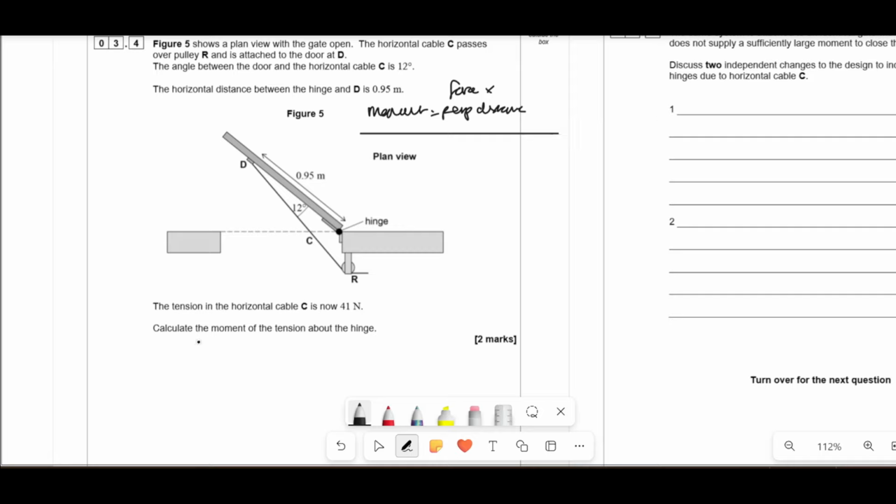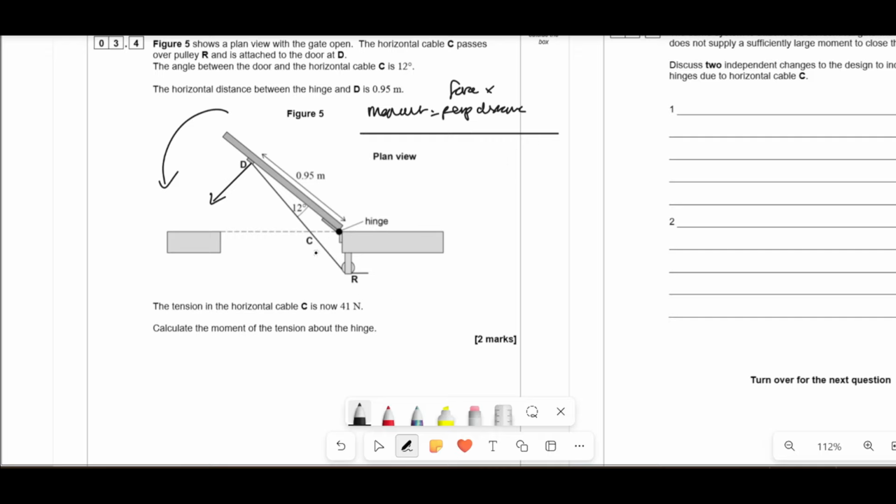So in this case, it wants the moment of the tension about the hinge. So the hinge is here. We've got its distance. We need to figure out what its perpendicular force is. You've got to imagine what's going on here. If this is being yanked this way, it's going to pull on D like that, and it's going to cause the door to close like that, right? It's going to rotate this way. So this force must have a perpendicular component to make it turn this way, because moment equals force times perpendicular distance.